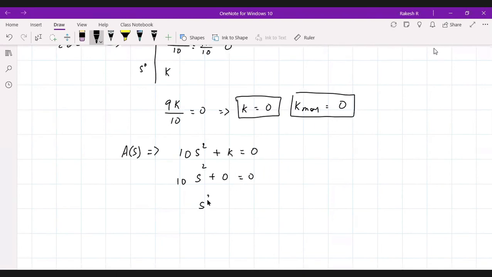The value of s square is what? When k is equal to 0, s square becomes 0. The root of this is what? s is equal to 0 here, right? This doesn't lie on the imaginary axis. s equal to 0 is not lying on the imaginary axis, so it doesn't cross the imaginary axis. And because the value of k is also 0 and s is equal to 0, this doesn't cross the imaginary axis here. Right?